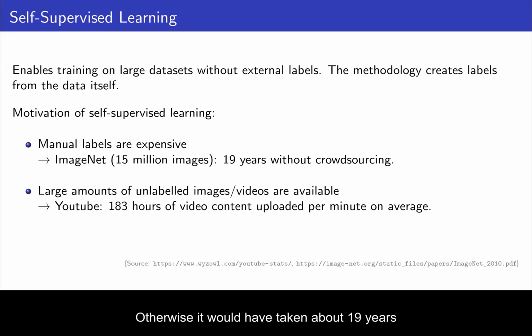Otherwise, it would have taken about 19 years for a small group of people to label the 1.2 million images in the ImageNet dataset. So here, no graduate student would want to do this project. But this number of 19 years of labeling should give you an idea of how much effort is required to produce such a large labeled dataset, and why we need alternative learning algorithms such as self-supervised learning to work without any human annotations.